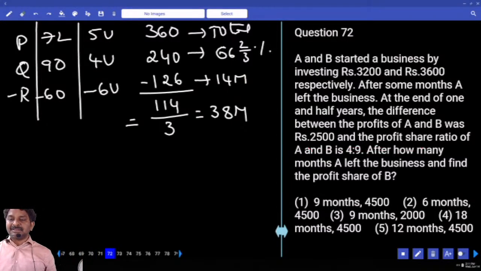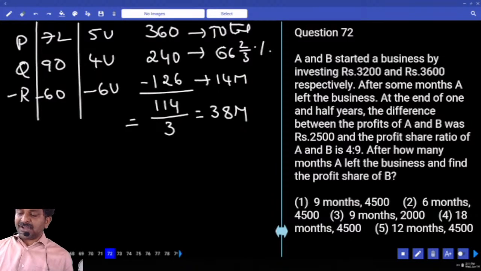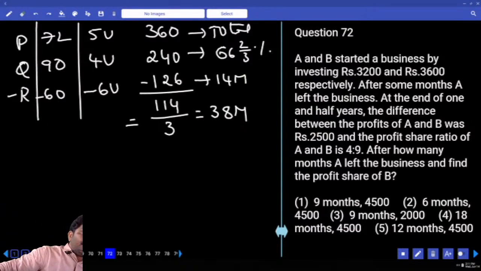A and B started a business by investing 3200 and 3600 respectively. After some months, A left the business. At the end of 1.5 years, the difference between the profits of A and B was 2500, and the profit share of A and B is 4:9. After how many months did A leave the business? And find the share of B.